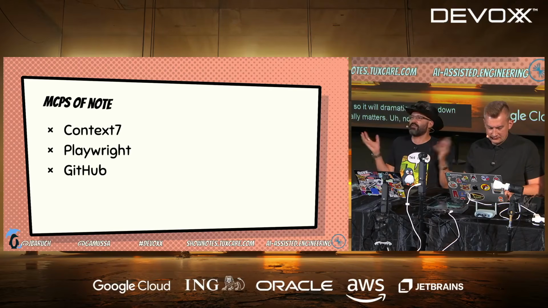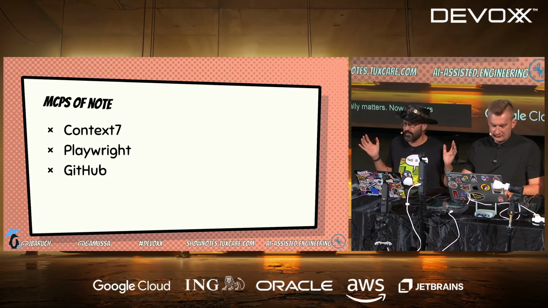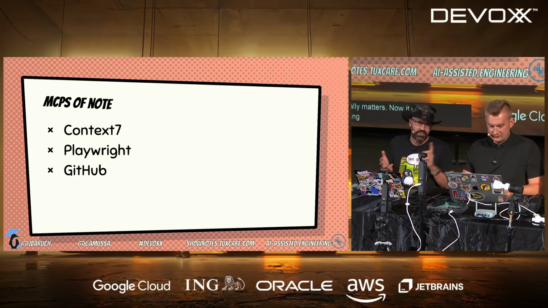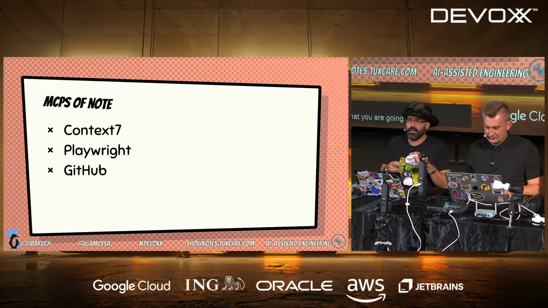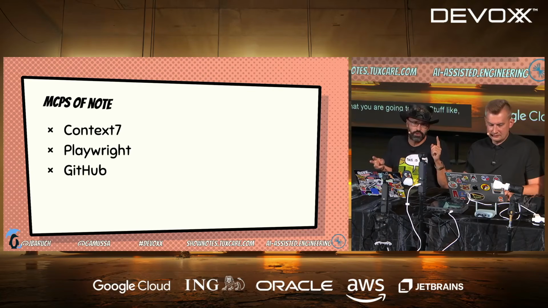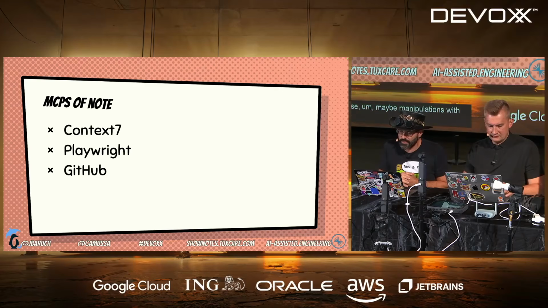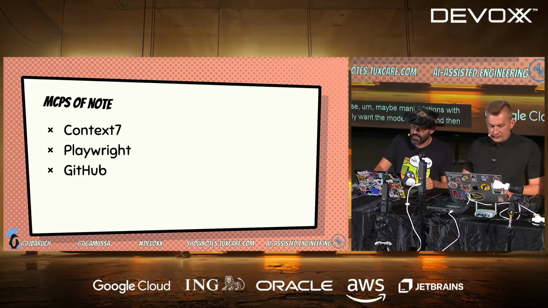Now it covers everything that there is in GitHub, including stuff like issues and discussions and GitHub Actions and organizations and enterprise and what not. Just go ahead and pick the commands that you are going to use. Stuff like pull and push and rebase, maybe manipulations with repos, the stuff that you really want the model to use, and then it's pretty nice.